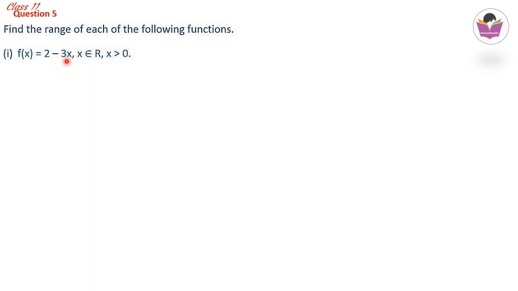Move on to the last question of this exercise. Find the range of each of the following functions. Here the first question is f of x is equal to 2 minus 3x, x element of R, real numbers, and x greater than 0. So here we are asked to find out the range, and it is not like the previous one. Previously we did it by giving input values and by observing the output values we defined the range, but here we are going with another method. So given that x is greater than 0, this is our condition. From here we have to bring it to this 2 minus 3x format.